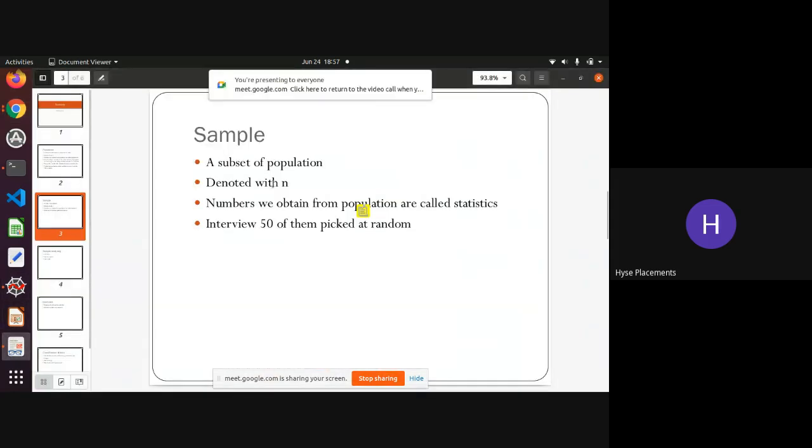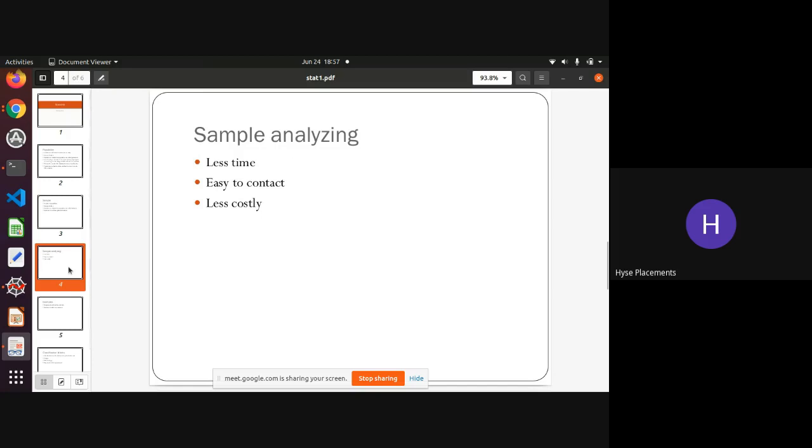Yeah, good. So it's a subset of the population. It is denoted with a small n. Numbers you obtain from a sample are called statistics. So interview 50 of them, picked at random. That's the point.